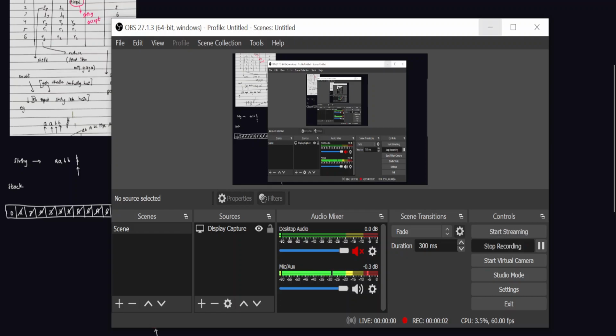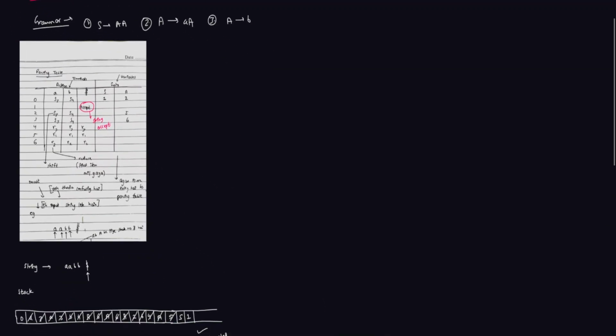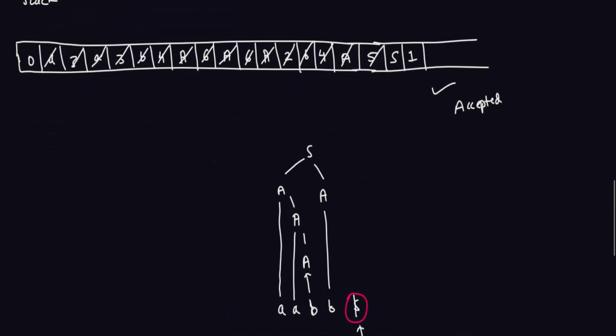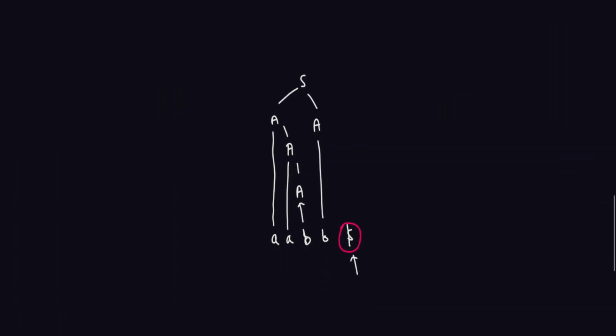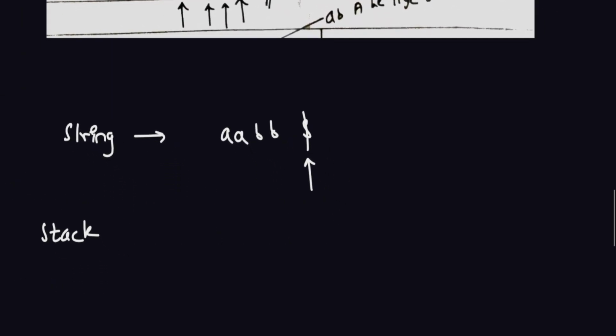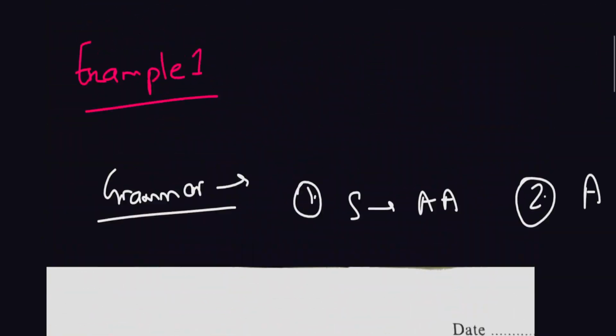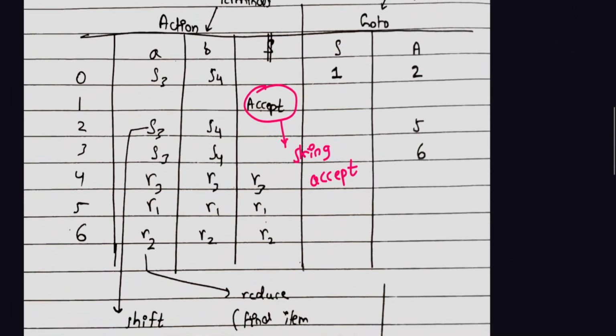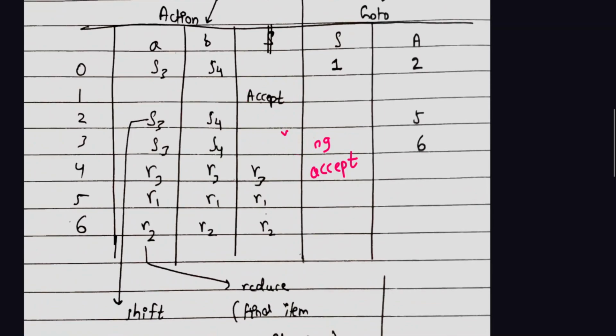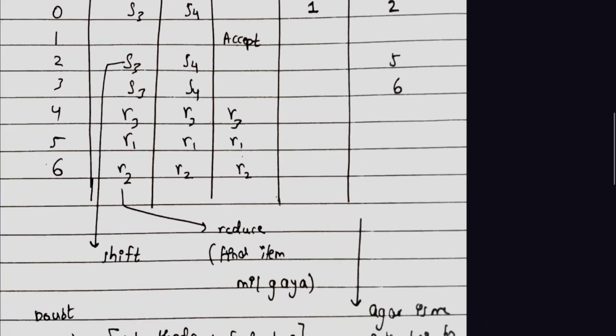So this is the string acceptance example for the LR0 parser. Let me just erase this complete answer. This is the complete answer for the string. The string that we have is A, B, B, and we'll have to check if this is accepted into the grammar. But we're not going to check by doing some derivations. We are going to check it by the parsing table.